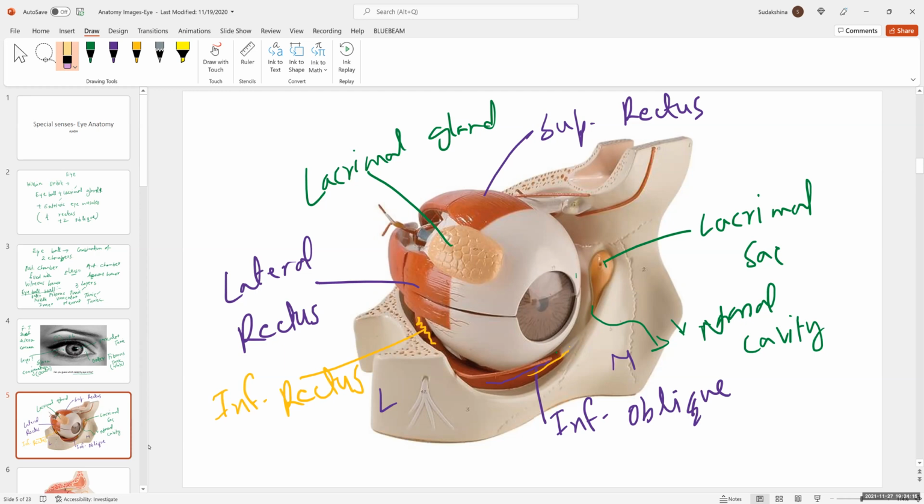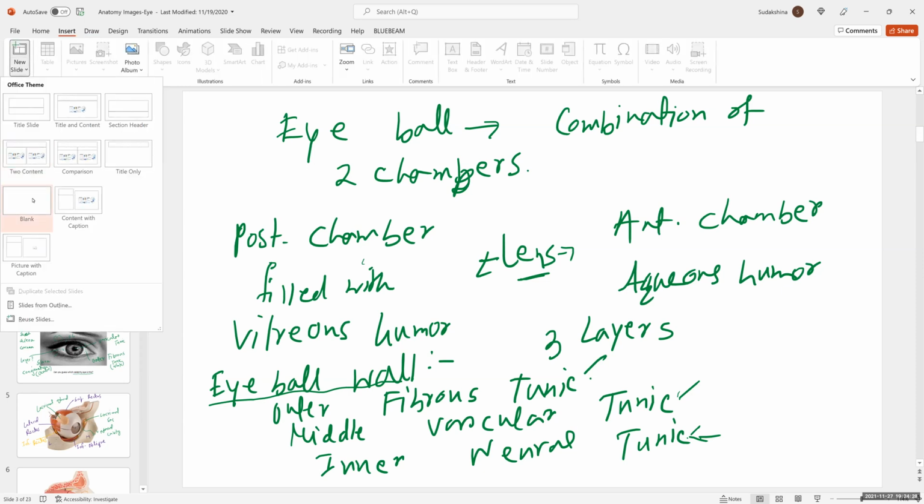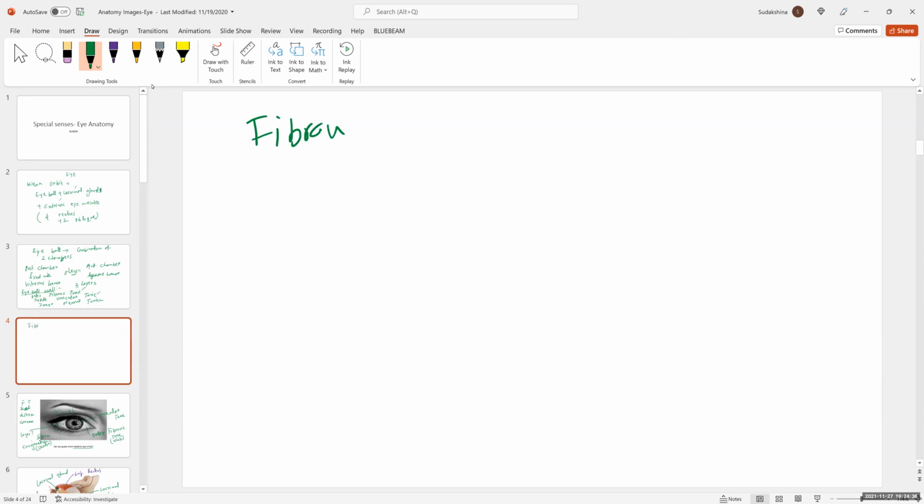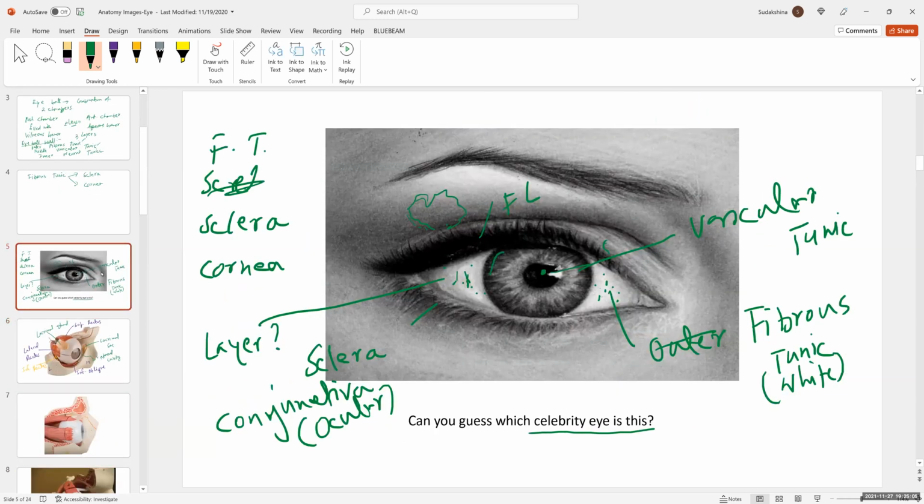What else can we see? We can see the two layers of fibrous tunic. So let me go back to this. Outer fibrous tunic. Fibrous tunic is divided into sclera and cornea. Basically, the entire eyeball, the outer part, is made of sclera. It's a dense connective tissue. Posteriorly, sclera is opaque. Anteriorly, it's transparent. So what you see covering over the iris is the cornea, while the rest of it is sclera.